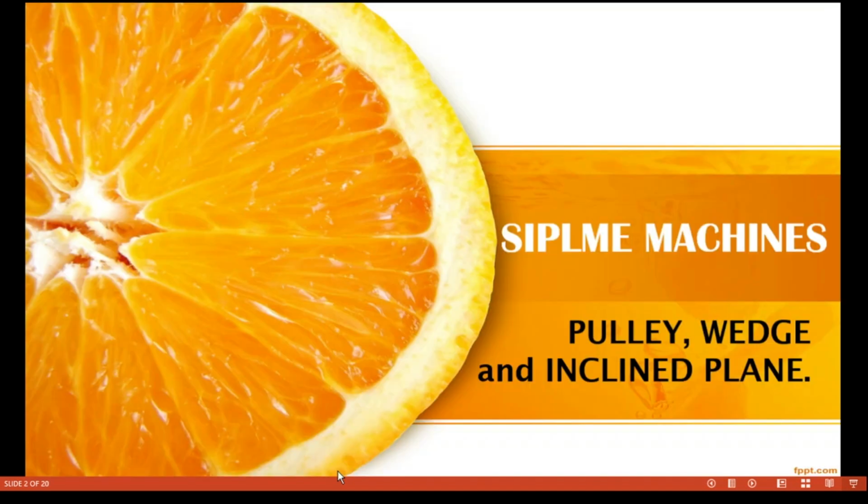So, in this class, we are going to learn about the simple machines, namely pulley, wedge, and inclined plane. This class is the continuation of the previous class. In the previous class, we discussed the simple machines called lever and its different types, and in this class we will discuss more about the other simple machines, that is the pulley, wedge, and inclined plane.